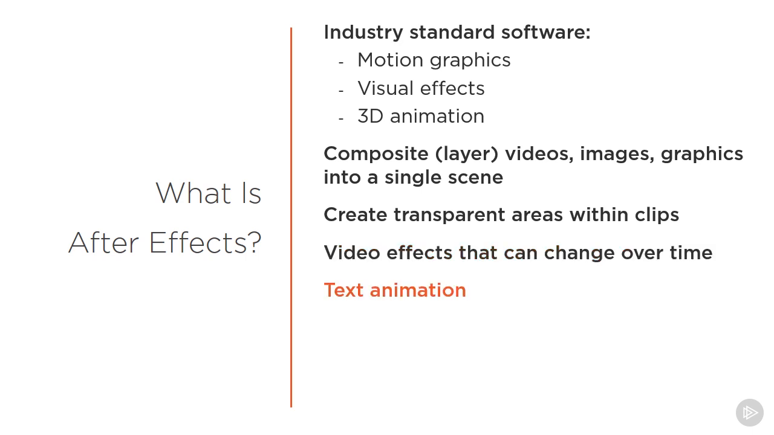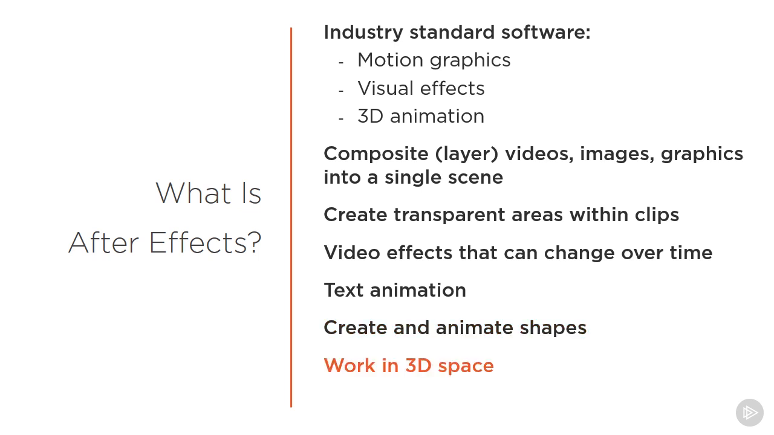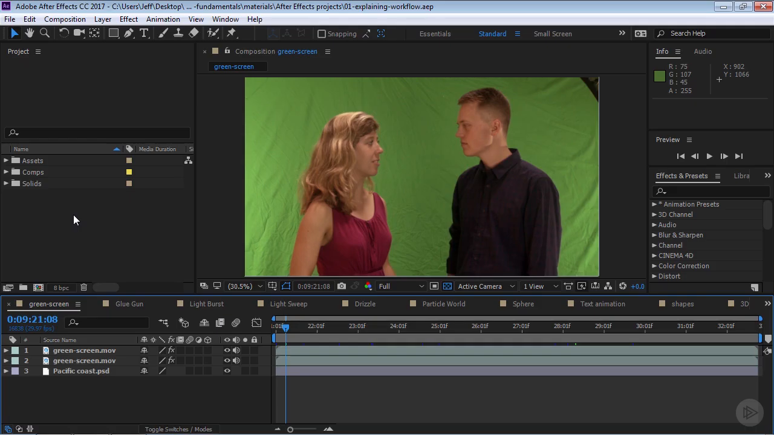It's also the go-to text animation tool in the industry. If you see text in motion, it was probably created with After Effects. You can also create and animate shapes, and we're going to work in 3D space in this course. We're going to work with 2D objects, flat objects in 3D space in this course. But you can also create 3D objects in After Effects, and we'll save that topic for a more advanced course. So I want to show you some examples of the things we're going to do with After Effects in this course. Here's an example of compositing.